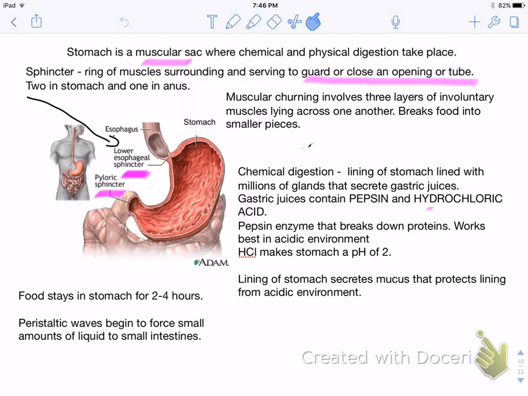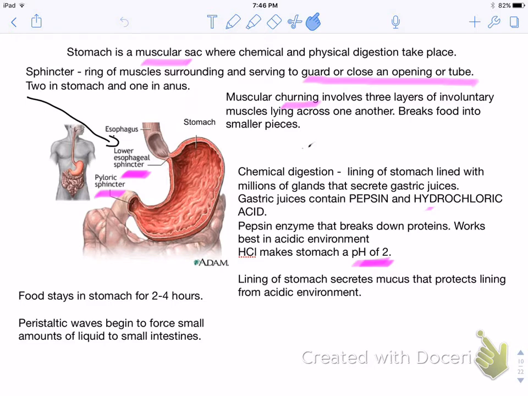The environment of the stomach is very acidic. It has a pH of 2. This tight opening is going to prevent that acidic environment from entering the esophagus or from entering the small intestine. Mechanical digestion happens in the stomach because the stomach is made up of a muscle. The muscles will churn the food around the stomach.